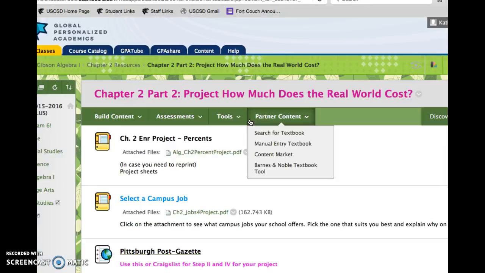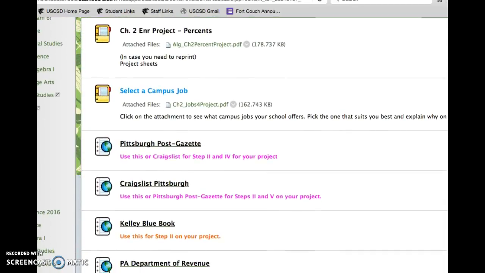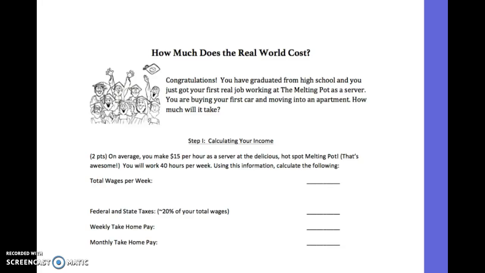When you open this, you're going to see it has all of the resources that you're going to need. The first thing is a packet. So you're going to download this PDF, and this is what it's going to look like. It's going to say, how much does the real world cost? So the first thing we're going to do is, congratulations. You've graduated from high school, and you got your first job working at the Melting Pot as a server. You're buying your first car and moving into an apartment. How much money is this going to take?